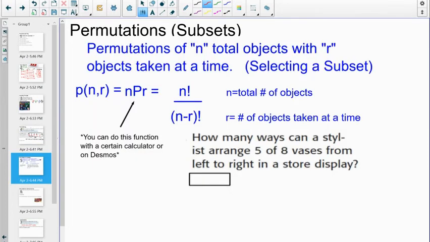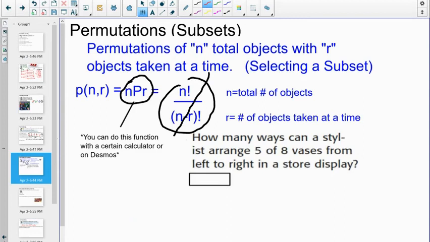So now we're going on to permutations from a subset. So now, okay, permutations of n total objects with r objects taken at a time. So again, I highly recommend you know how to type this in on your calculator. I wouldn't really so much recommend doing this. This is just another way you can check your answer, but I wouldn't recommend doing it that way. Instead, I recommend that you draw out your different slots.